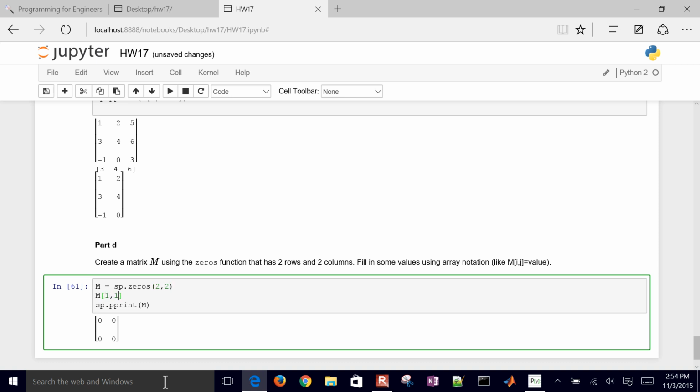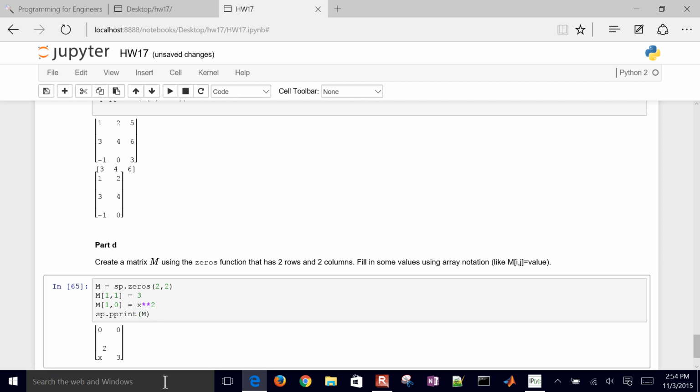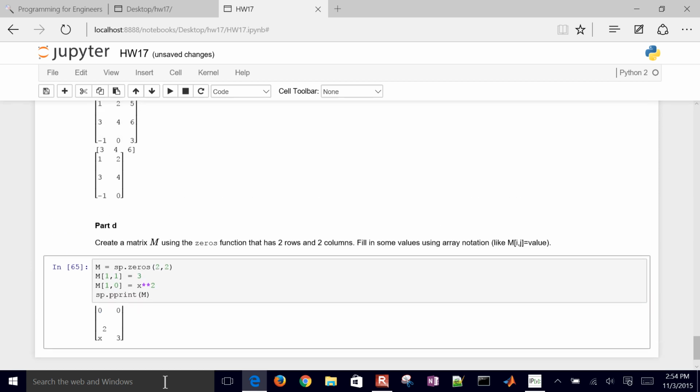Let's change the 1, 1. Okay, so that's going to be the bottom right-hand corner. We can change that to 3, for example. Let's change the first row, second column. We'll set that as 1.5. I think you can also put an X in here. Let's just go ahead and check that out. Okay, so you can also have variables in there as well. Okay, so there's X squared, for example. Okay, so it can be symbolic or just numbers as well.